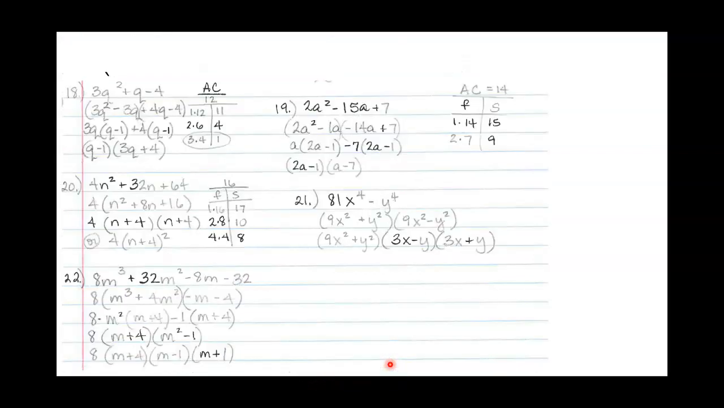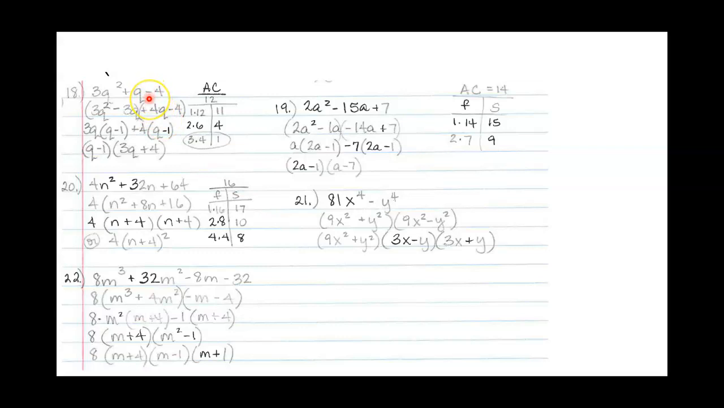All right, then for number 18, I'm going to start by looking for the greatest common factor. I don't have one. This one has a leading coefficient that is not 1, and so in that case, that's when we used our AC method. So I'm going to say 3 times negative 4 is going to give me 12, and I'm going to give all the factors of 12.